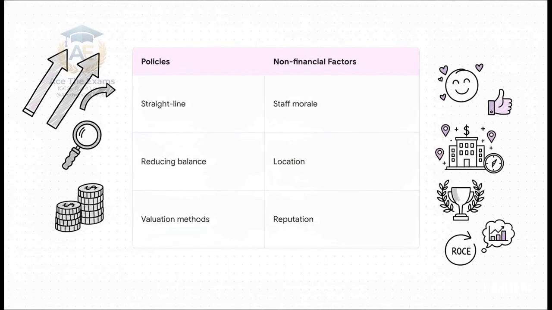But to truly evaluate, we have to look beyond surface numbers, especially when you're comparing different firms. For example, one firm might use straight-line depreciation, while another uses the reducing balance method. That makes direct numerical comparison incredibly difficult. Because of that, you must analyze the quality of profit by looking at non-financial factors. Things like staff morale, business location, and market reputation, they aren't on the balance sheet, but they heavily impact long-term sustainability and your return on capital employed.